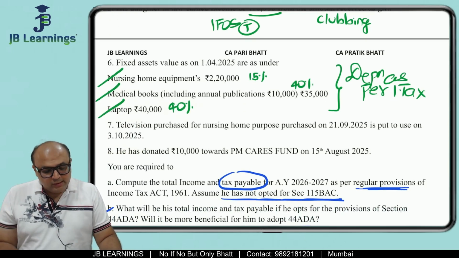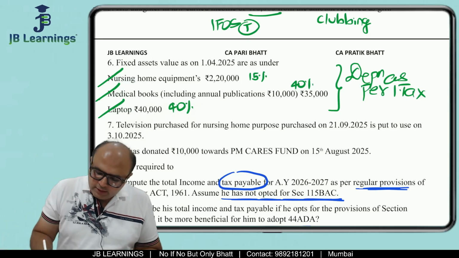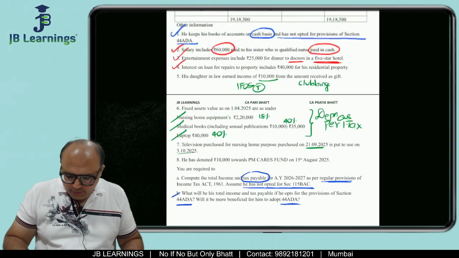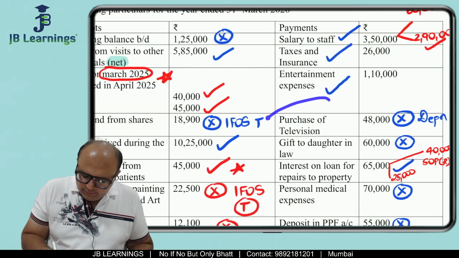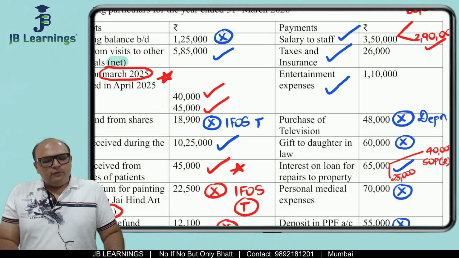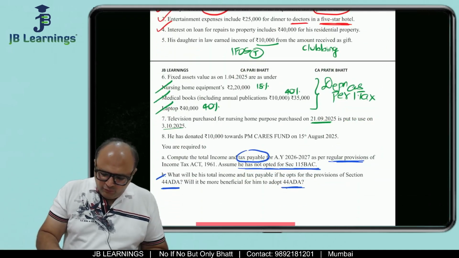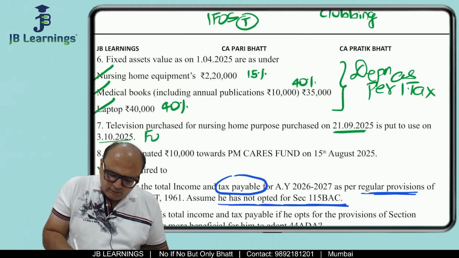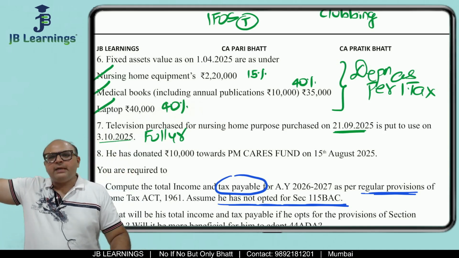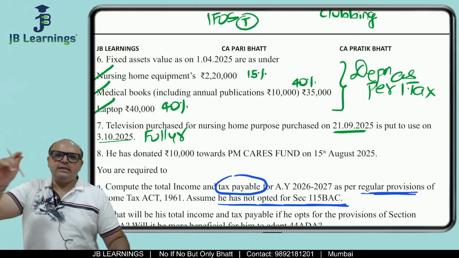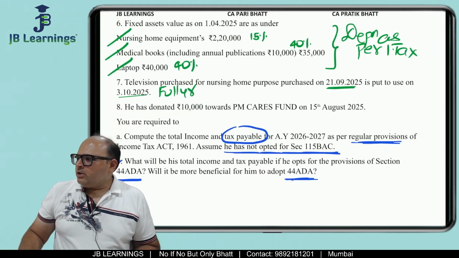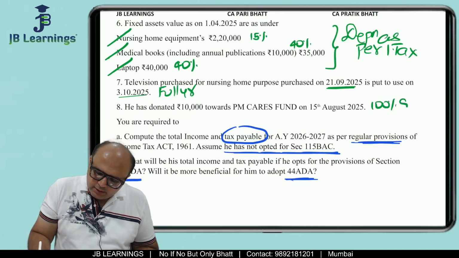Television purchased for nursing home purpose, purchased on 21st of September and put to use on 3rd October. Friends, if you remember, over here there was one television of 48,000. They are saying it was put to use on 3rd October. So if you put to use anything till 3rd October, you get full year depreciation on this. If it is put to use from 4th October till any time like November, December, January, February, March, then it is half year depreciation. He donated 100% towards PM Cares Fund. So PM Cares Fund is 100% reduction under 80G.